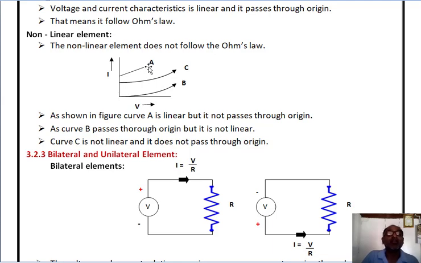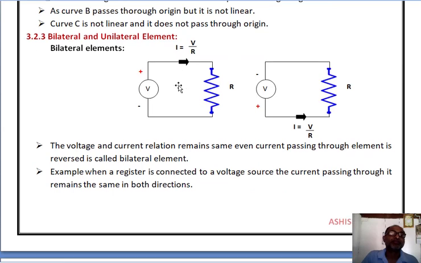That means it is a non-linear type element. Here you can say the graph B is passing through 0, but it is not linear. So here you can see that. Now similarly, curve C is not linear and it is also not passing through the origin. So here you can say that this type of element is called a non-linear element.